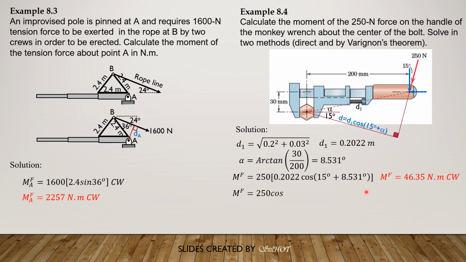So moment about the center of the bolt is 250 cosine of 15, the vertical component, times moment arm 0.2, minus the moment of the horizontal component, 250 sine of 15 times 0.03. Okay, compute that. It is 46.36 Newton meter clockwise. So the very small discrepancy is due to rounding off of this distance here.